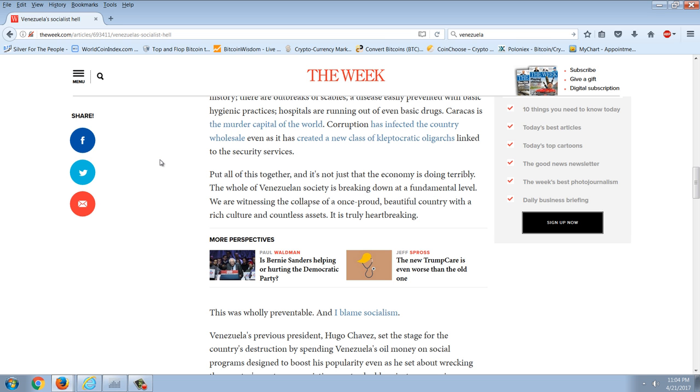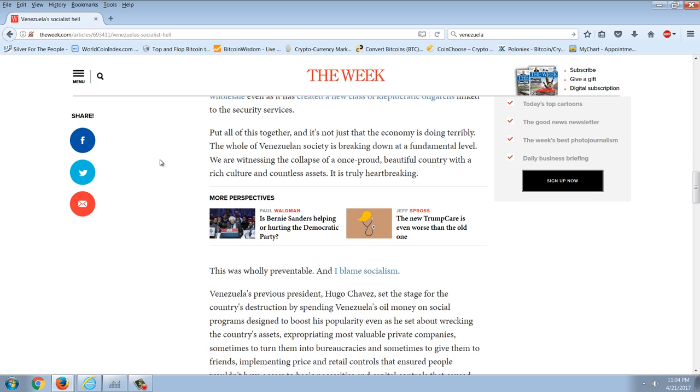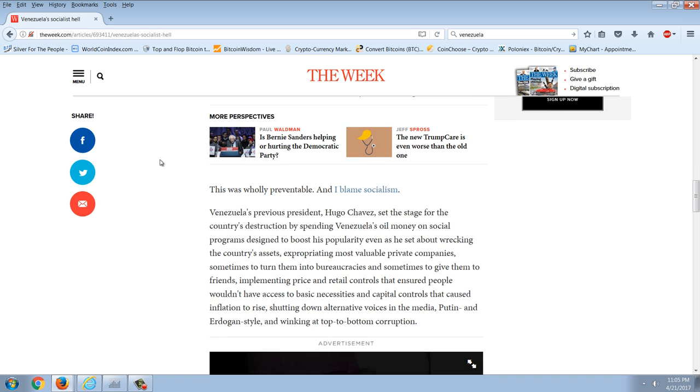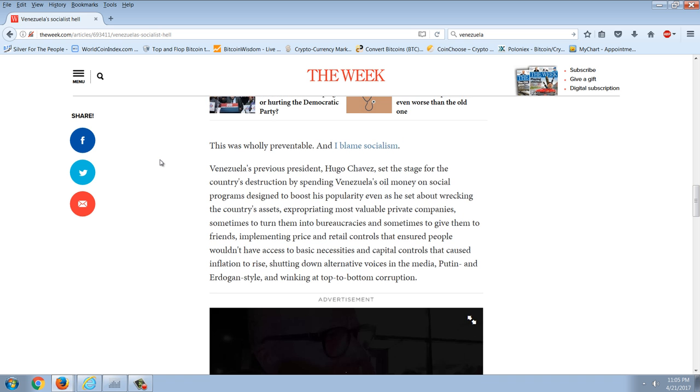Put all this together, and it's not just that the economy is doing terribly. The whole Venezuelan society is breaking down at a fundamental level. We are witnessing the collapse of a once proud, beautiful country with a rich culture and countless assets. It's truly heartbreaking. This was wholly preventable, and I blame socialism.